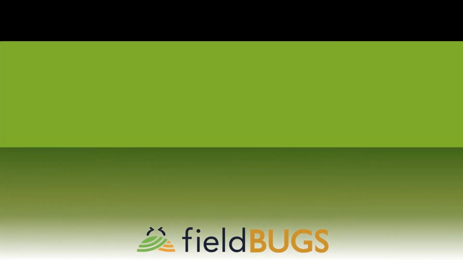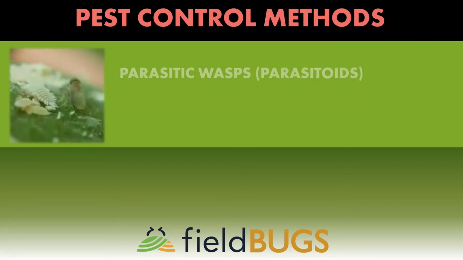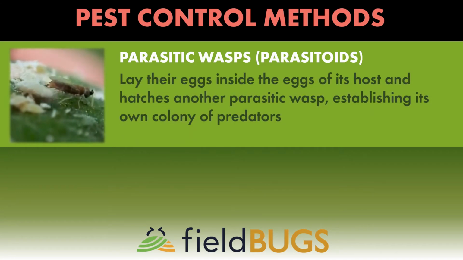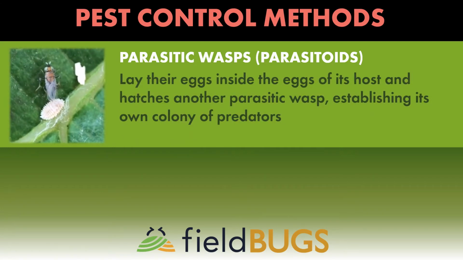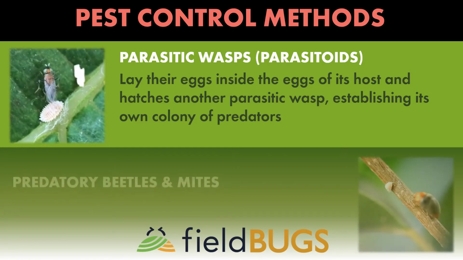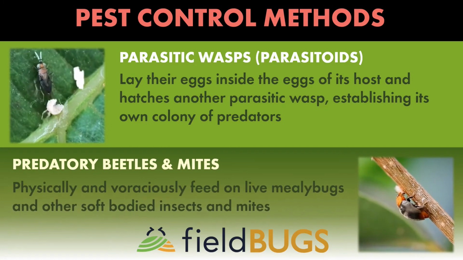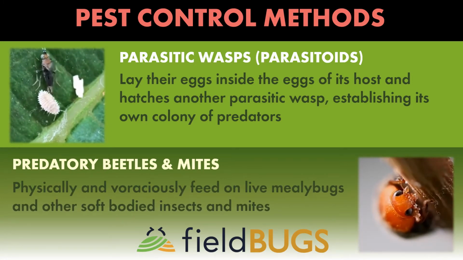There are two basic types of live predators to control pests. Parasitic wasps, or parasitoids, that lay their eggs inside the eggs of its host and hatches another parasitic wasp, establishing its own colony of predators. And predatory beetles and mites, which physically and voraciously feed on live mealybugs and other soft-bodied insects and mites.